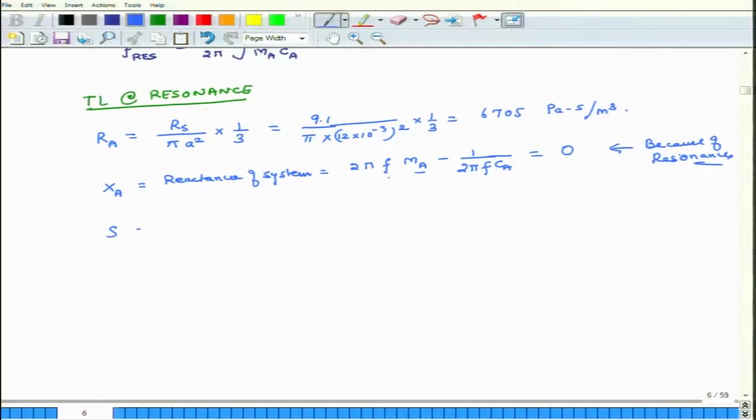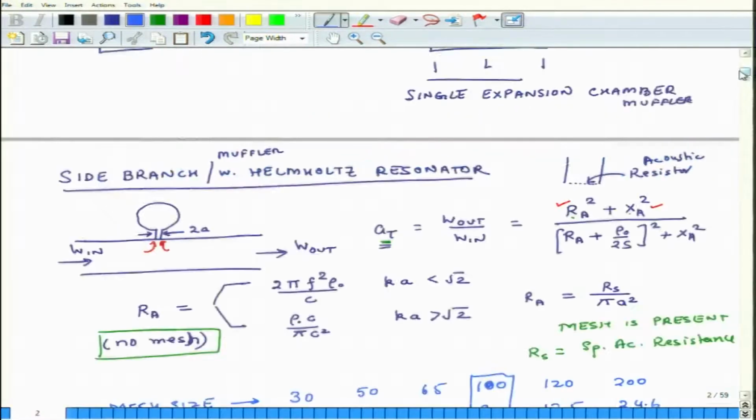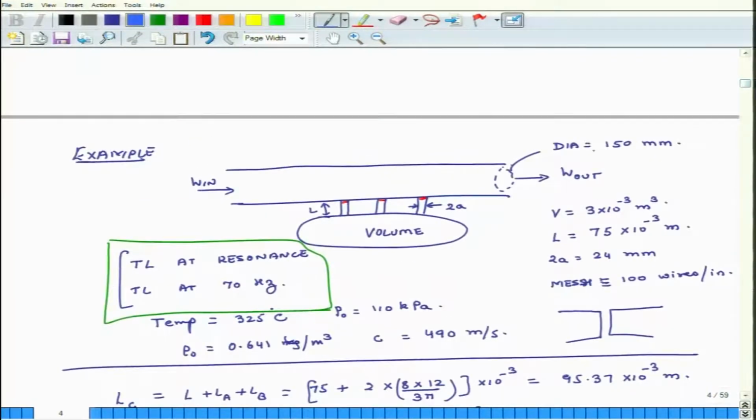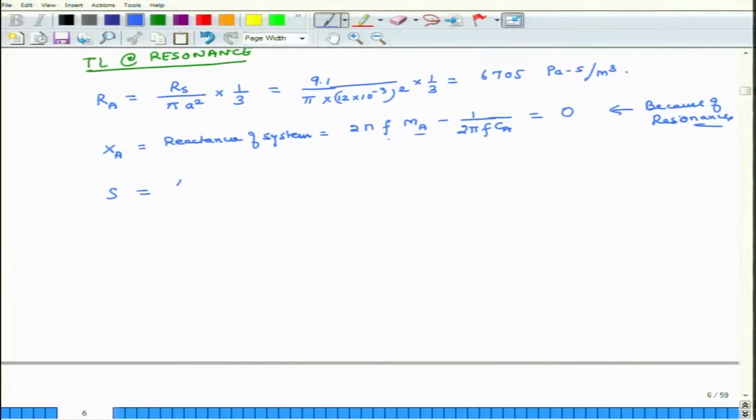And the other parameter we have to calculate is S. So, what is S? S is the cross sectional area of this pipe, and we know that the diameter of this pipe is 150 millimeters. So, S equals pi d square by 4, and if I plug in the value of d as 150 millimeters, my cross sectional area is 0.01767 square meters. So, this term rho naught c divided by 2S becomes 8888.